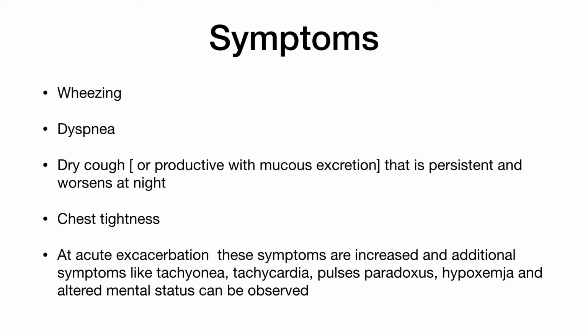Symptoms of asthma can occur sporadically or as a response to a trigger. The symptoms include wheezing, dyspnea that occurs at expiration, persistent cough that might be dry or productive with mucus excretion, and worsens at night. They may experience chest tightness too. At acute exacerbation, which is also called asthmatic attack, these symptoms are increased, and additional symptoms like tachypnea, tachycardia, pulsus paradoxus, hypoxemia, altered mental status are observed.